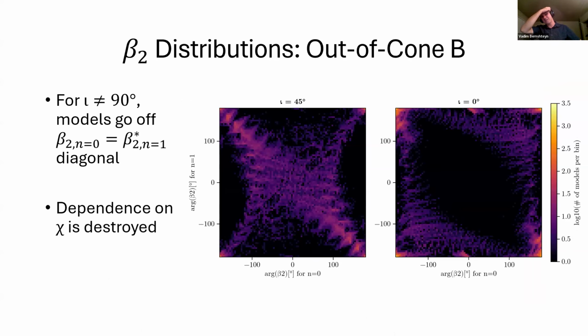Okay, unfortunately, this nice picture breaks down when we move the magnetic field out of the cone. This is the case 45 degrees out of the cone and perpendicular to the cone. We see that we go off the diagonal, and the nice dependence on the chi angle is destroyed. On the flip side, if we launch BHEX and we measure the beta-2 modes to be not conjugates of each other, it means we're dealing with interesting magnetic field line configurations.